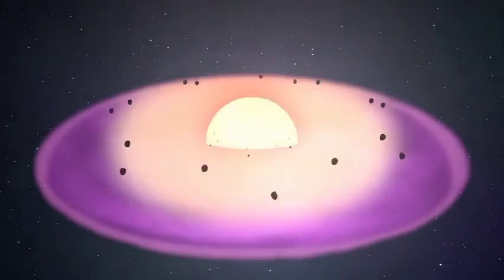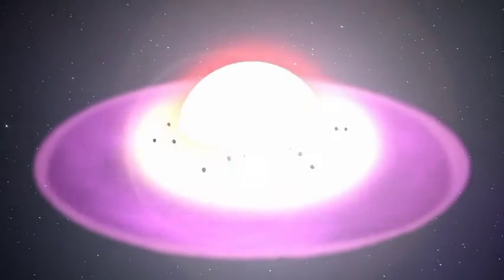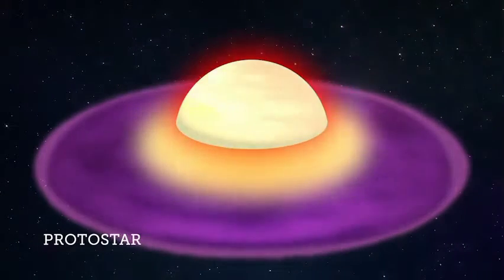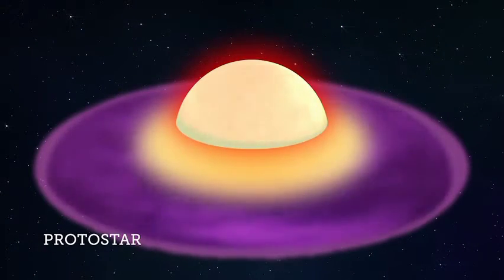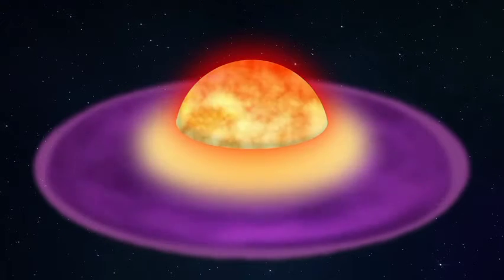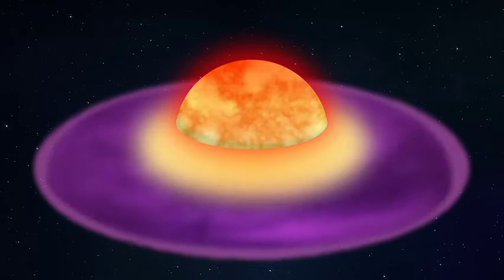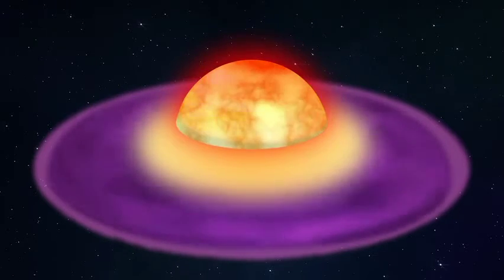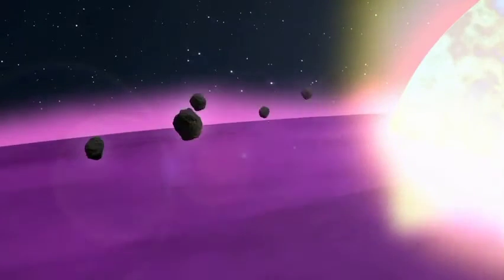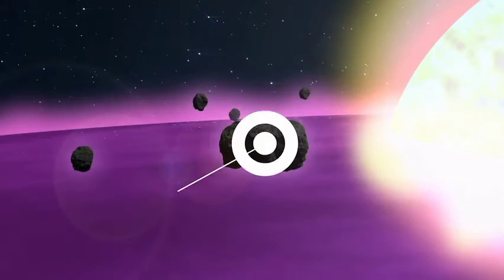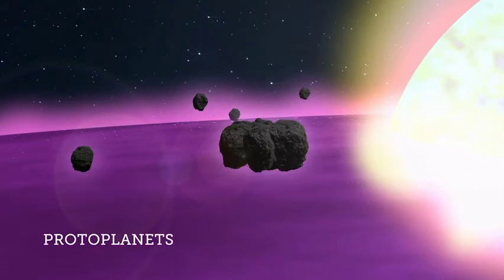A ball of hot gas formed in the center of the accretion disk, creating a protostar, also known as the Sun. Finally, when enough gas gathered in the center of the protostar, the pressure generated enough heat to fuse the atoms, forming a star. Outside the star, matter was forming into clumps of gas, dust, and rock, which created protoplanets.